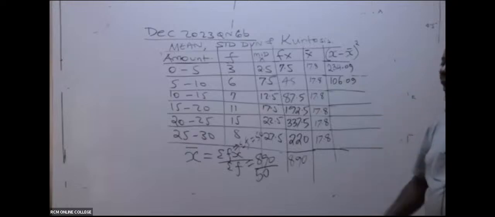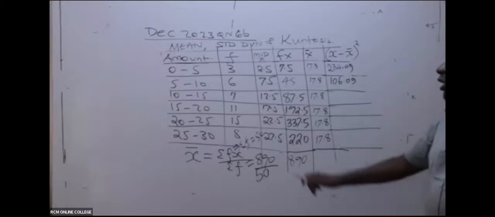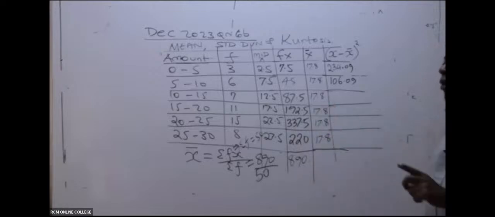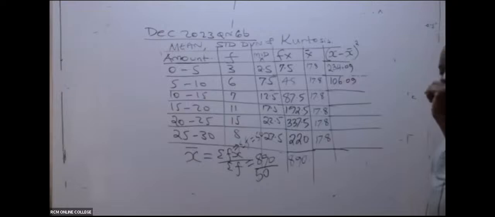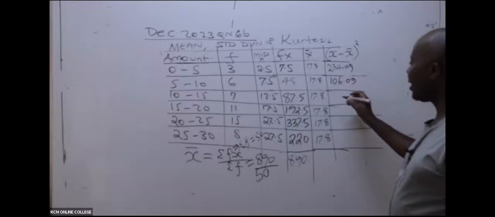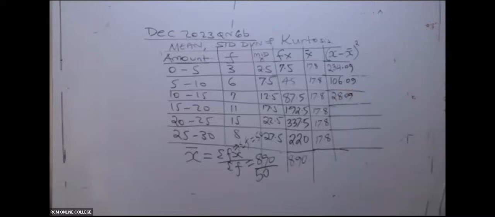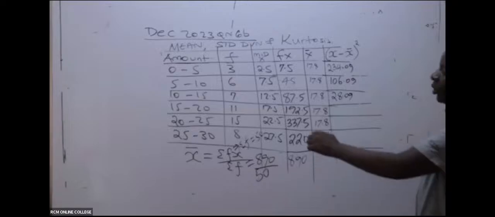Whatever we get, we square. So you say 12.5 minus 17.8 equals. Whatever you get, you say squared. There's a place in your calculator there where you'll be able to say squared. 28.09. From there now we got the fourth one.